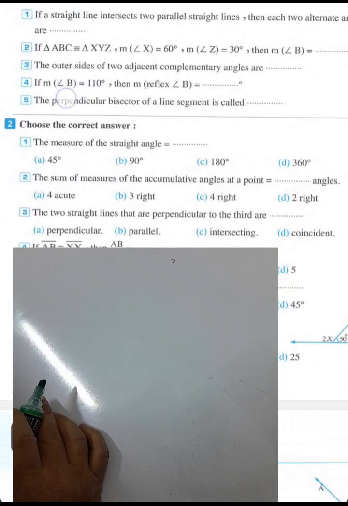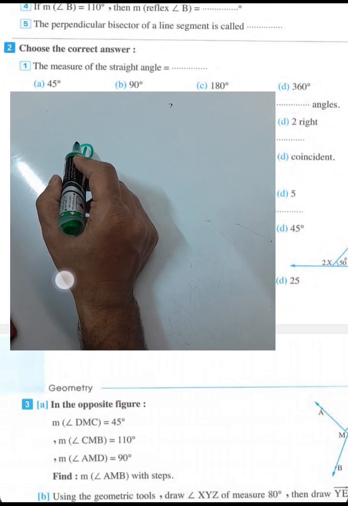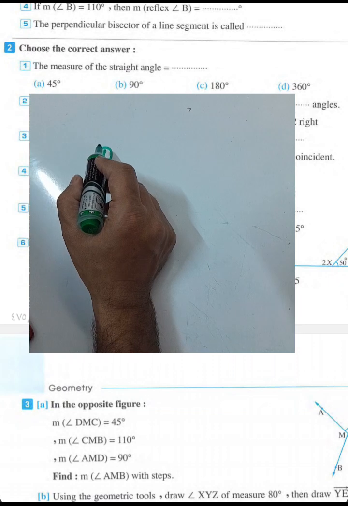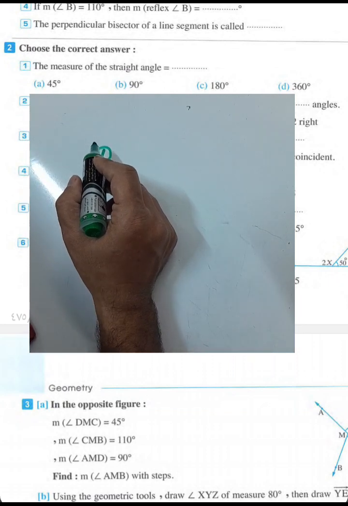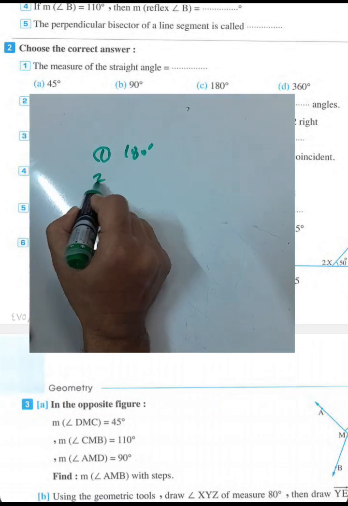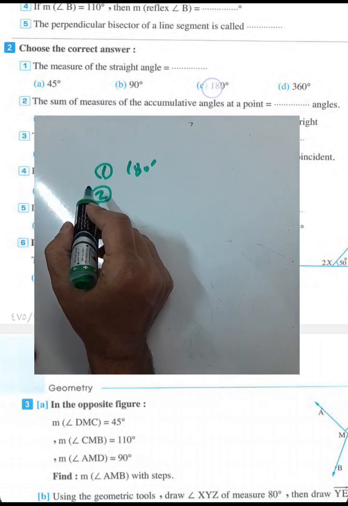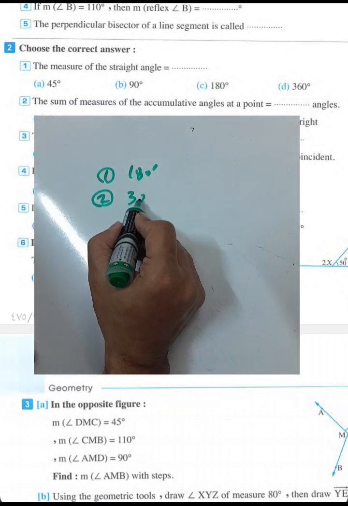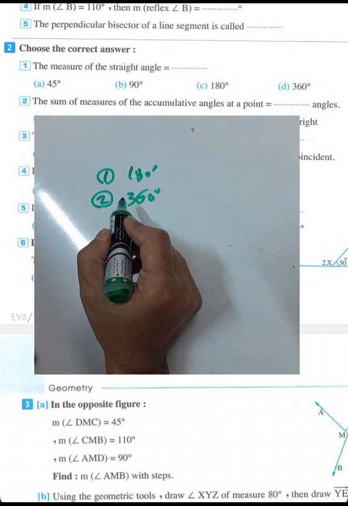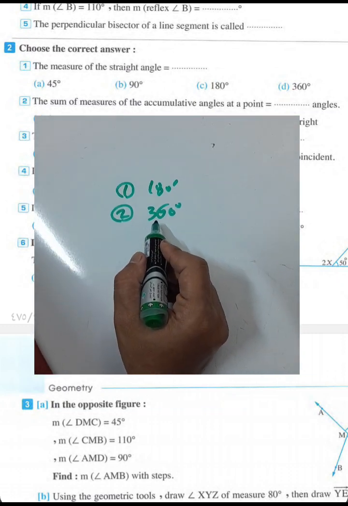Question number 2, choose the correct answer. Number 1, the measure of a straight line will be what? 180 degrees. Number 2, the sum of the measures of consecutive angles at a point will be 360. Cumulative angles means the sum of all angles equals 360 degrees.